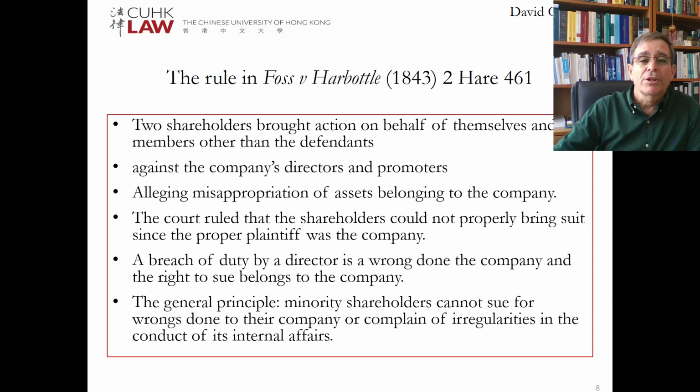So the general principle that we draw from the Foss decision is that minority shareholders cannot sue for the wrongs done to their company or complain of irregularities in the conduct of its affairs. That will be an activity which is prosecuted by the board of directors.